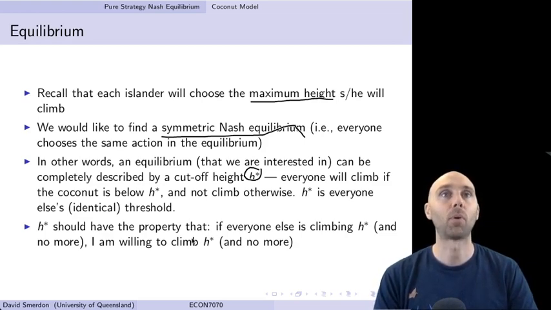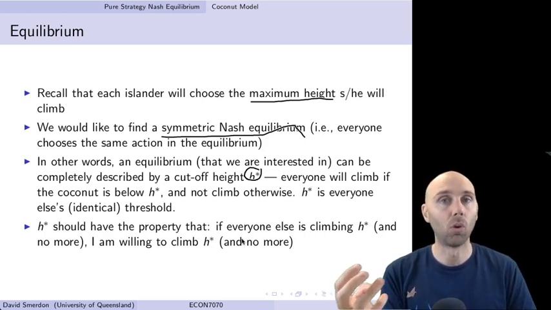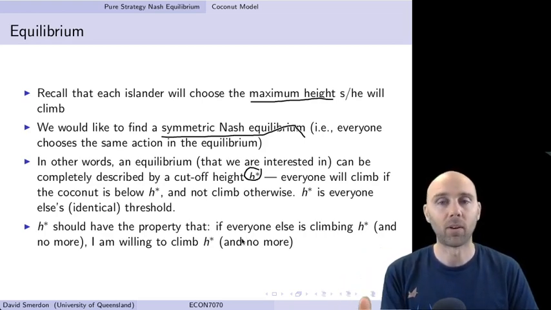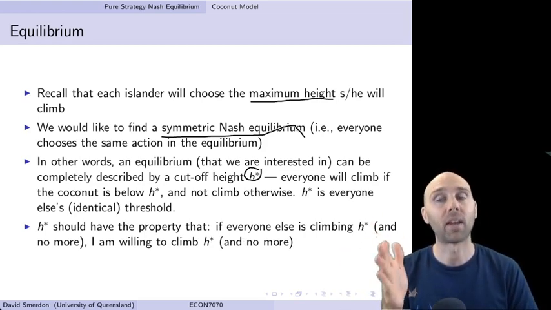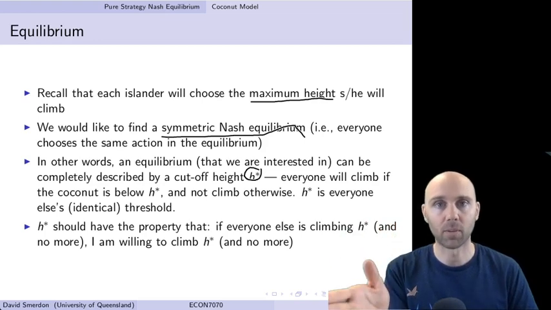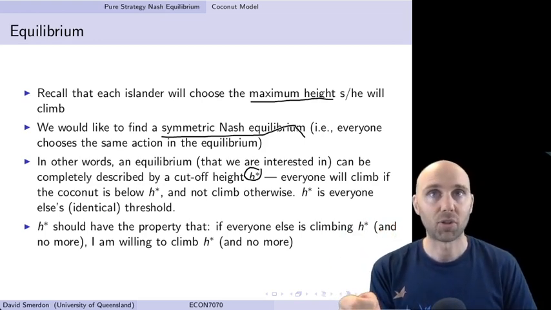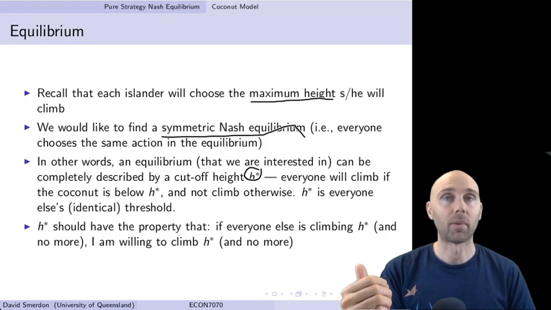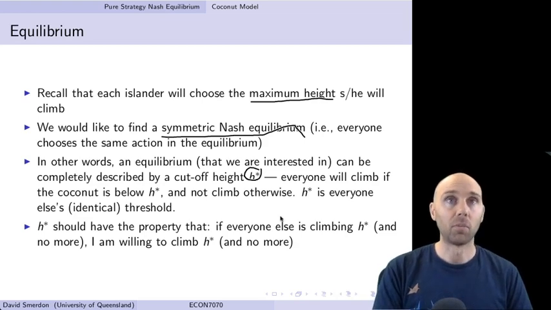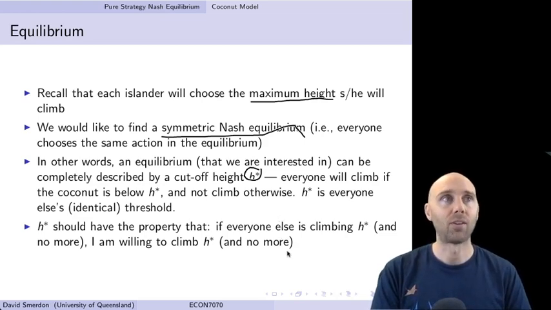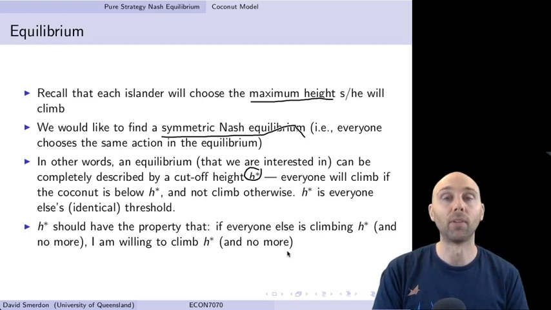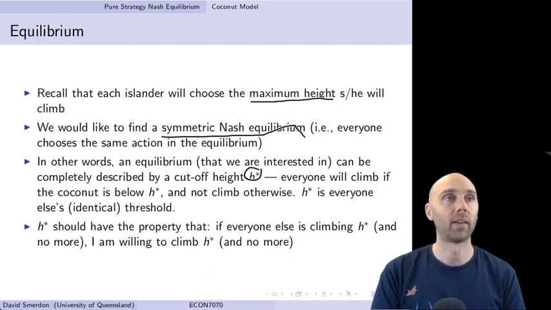It must have the property, this H star, that just like an equilibrium is like a poster on the wall with a recipe for everyone on how to act, and if you see that poster, you believe that everybody else is following that recipe. So this H star should have the property that if everybody is climbing to H star, and no more than that, so you know that everybody is following this rule, then you must also be willing to climb to H star and no more. So you will follow your rule if you believe everybody else will follow theirs.